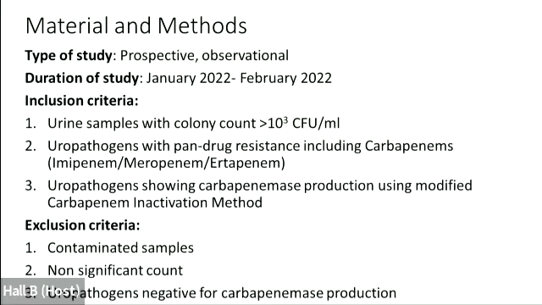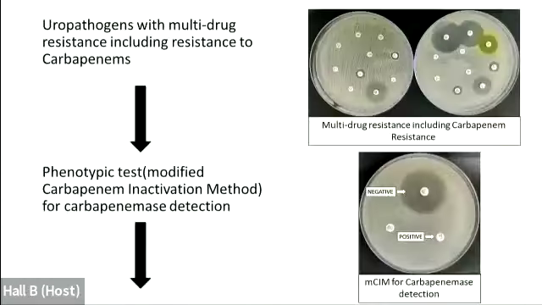Exclusion criteria were samples which showed contamination, or if the colony count was less than 10 to the power of 3, or the uropathogens were negative for carbapenemase production.